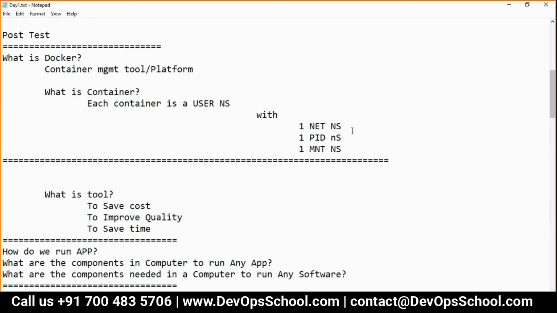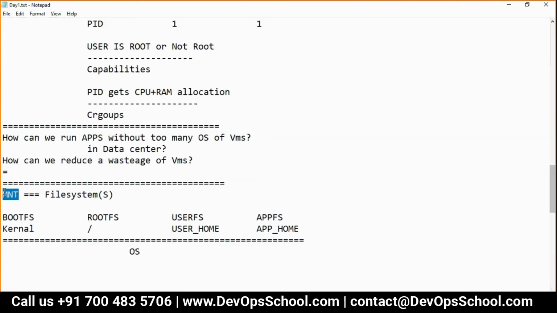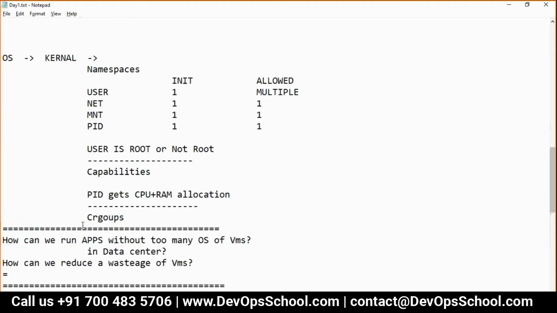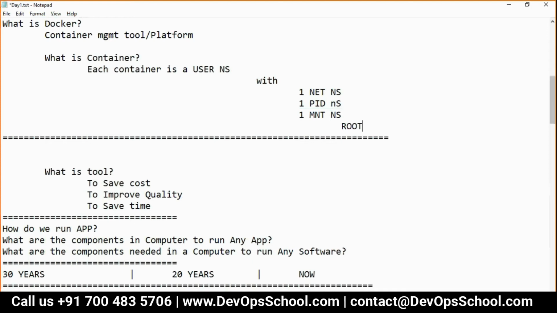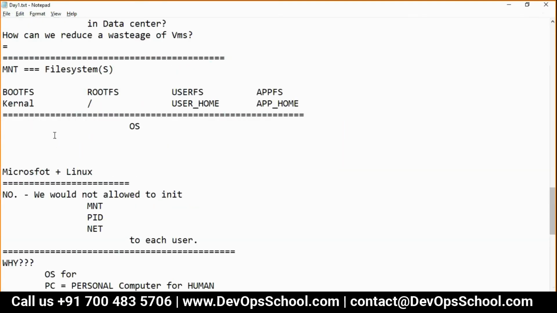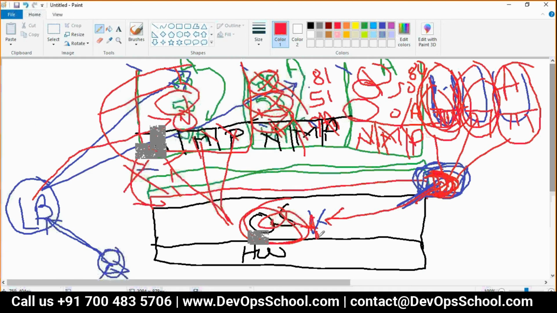Okay. Now, one more thing I would like to add here. When I say MNT, understand that MNT means a boot file system, root file system, user file system, application file system. This is your overall operating system, but here the MNT namespace only happens with the root file system, user file system, and application file system, not the boot file system. Why? Because see here, where is the boot file system? I said in my notepad, boot file system means kernel. Where is this kernel? Here. So MNT means mount, meaning the user gets mounted with the root file system.